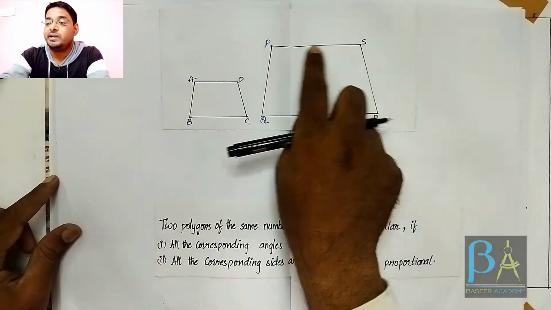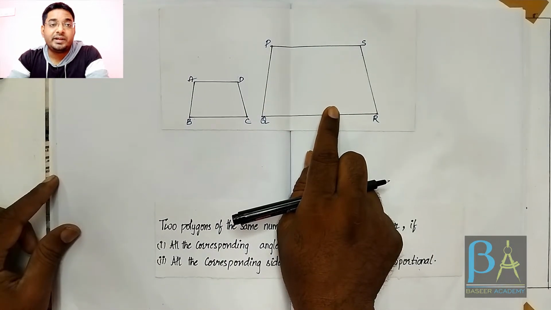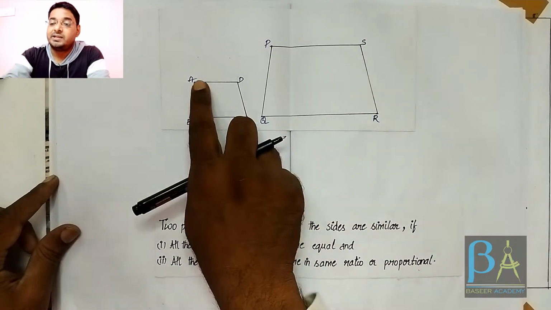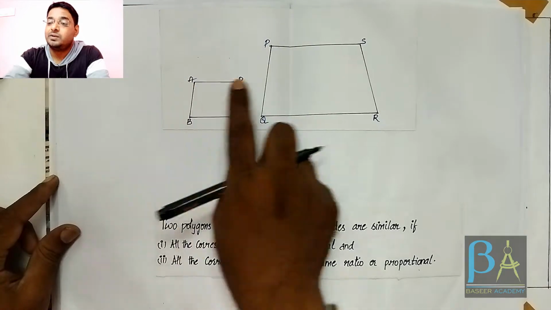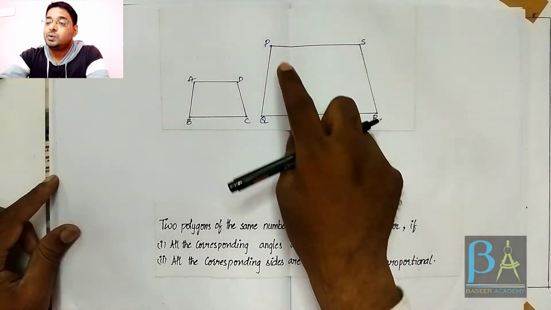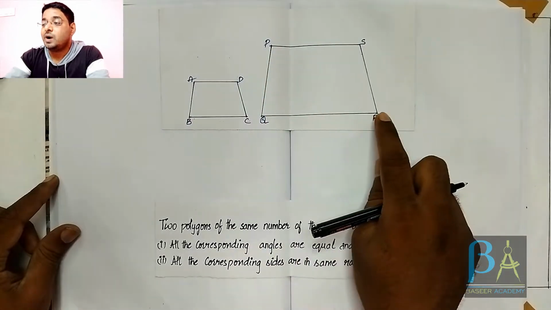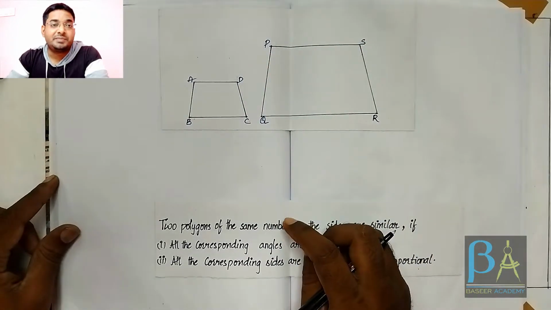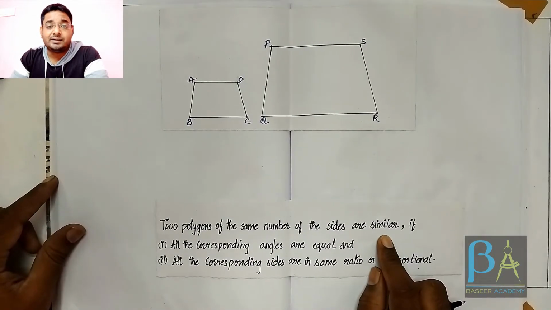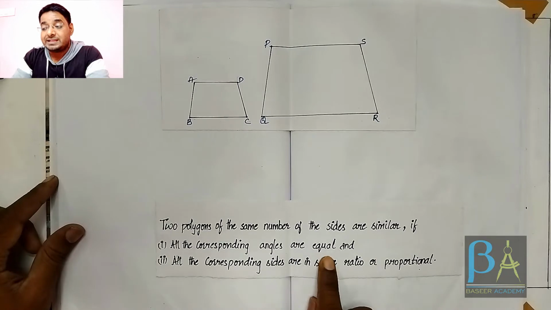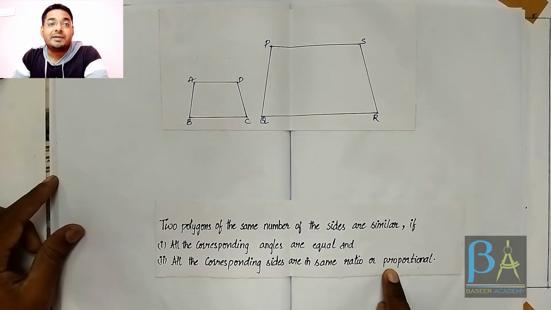Now I have two polygons here. Both these polygons are quadrilaterals. A quadrilateral is a polygon which has four sides. Obviously ABCD is a quadrilateral because it has four sides, and PQRS is also a quadrilateral because it also has four sides, PQ, QR, RS and SP. So two polygons having the same number of sides are similar to each other if the corresponding angles are equal and the corresponding sides are in the same ratio.